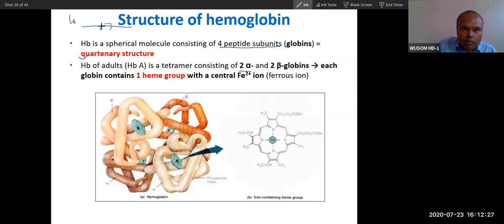You can see the same gene, same protein, 2 such proteins will form alpha 2. And the same 2 proteins originating from the gene present on chromosome 11 are beta. So the same 2 beta and the same 2 alpha form 2 dimers, which make a tetramer.